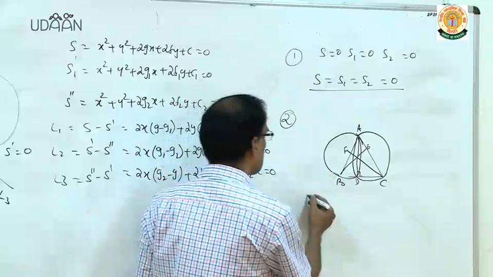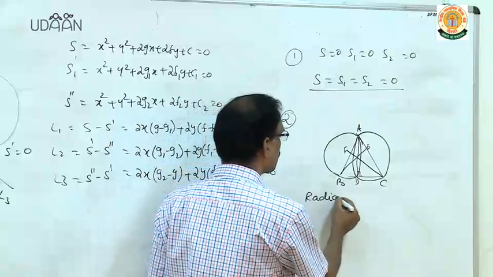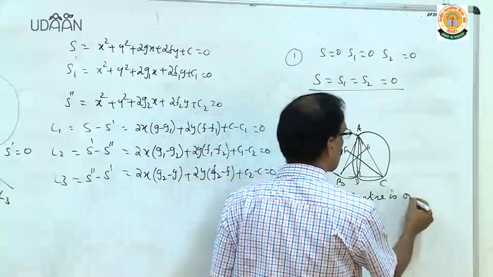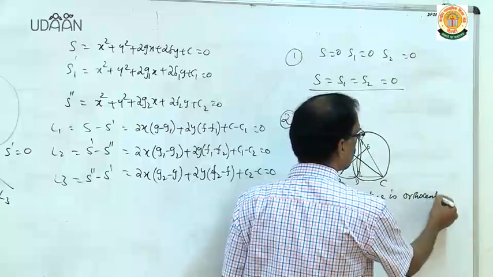the radical center is the orthocenter of the triangle.